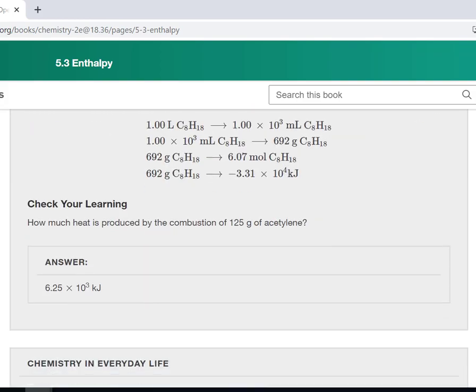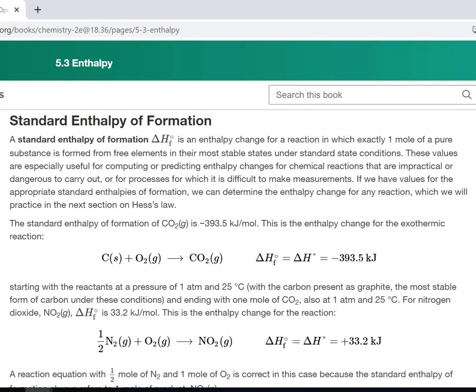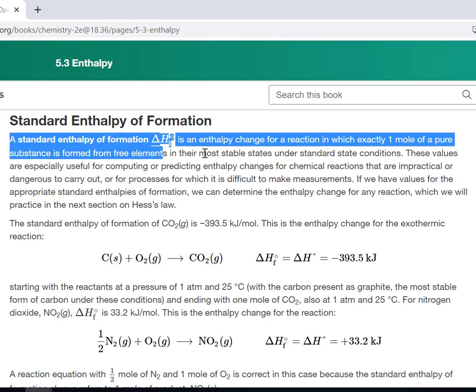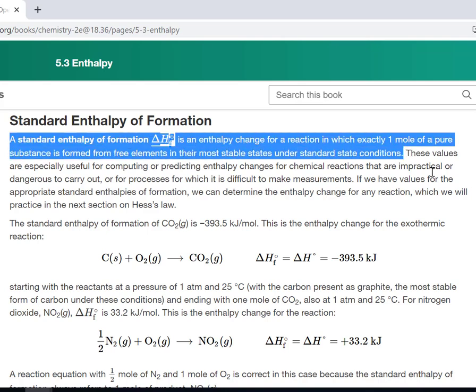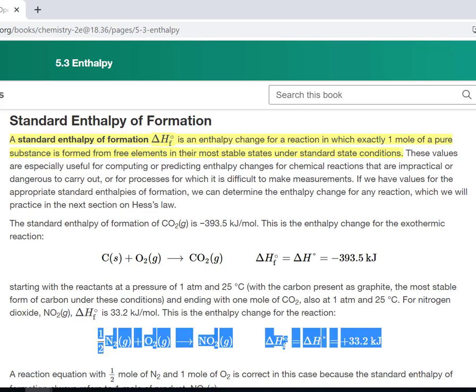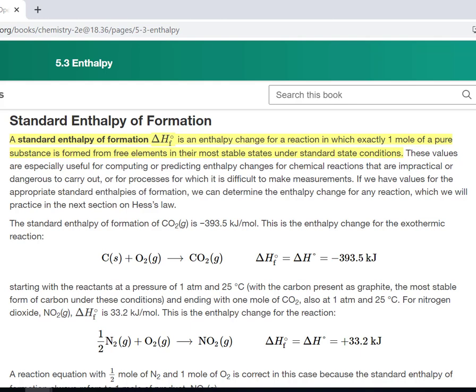So we talked about a lot of this in the last video. We're going to talk about standard enthalpy of formation. And this is essentially what we're establishing as our 0 mark. So the standard enthalpy of formation, and this is going to be important, so I'll go ahead and highlight it, is the enthalpy change for a reaction when you form 1 mole of a pure substance from its free elements. And those free elements are in their most stable states under standard state conditions. So we're establishing, as you'll see, a 0 point here.